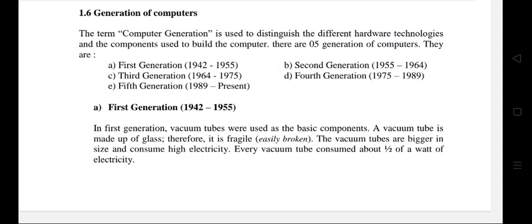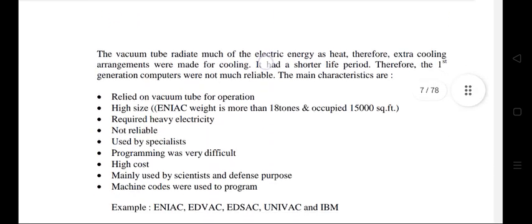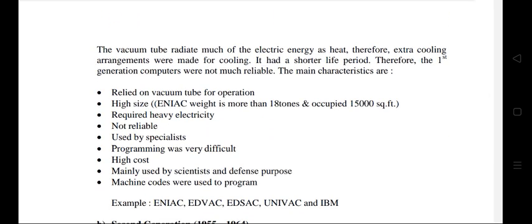First generation 1942 to 1955. In first generation, vacuum tubes were used as the basic components. A vacuum tube is made up of glass, therefore it is fragile, easily broken. The vacuum tubes are bigger in size and consume high electricity. Every vacuum tube consumed about half of a watt of electricity. The vacuum tube radiates much of the electric energy as heat, therefore extra cooling arrangements were made for cooling. It had a shorter life period, therefore the first generation computers were not much reliable.